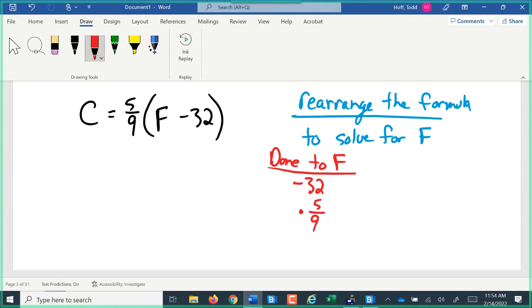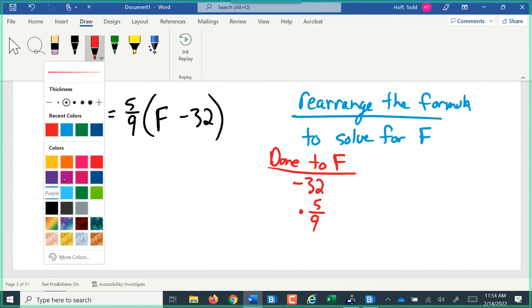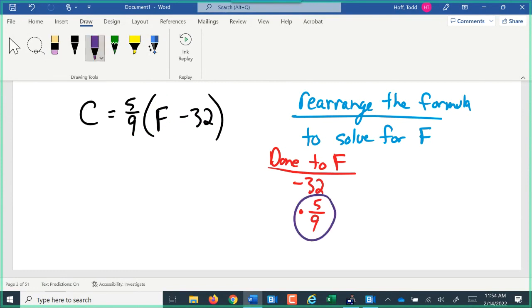Well, just like we solved equations before, we can do the same thing here to take this apart. We're going to start by getting rid of that last piece first, which was the multiplying by 5/9. The opposite of multiplying by 5/9 is dividing by 5/9. C divided by 5/9 is the same as C times 9/5. Remember, we multiply by the reciprocal when we divide by a fraction. This becomes 9/5 C. On the right side, the 5/9 is canceled out, and all that is left is the F minus 32. We don't need the parentheses anymore because the multiplication is gone, so I'm going to drop those out.